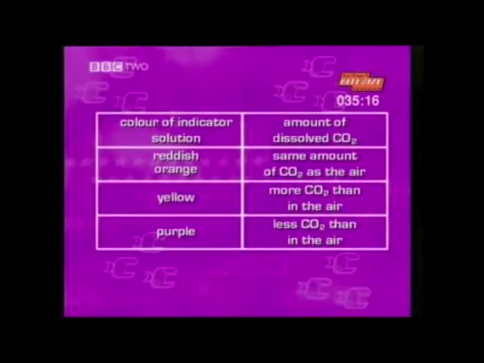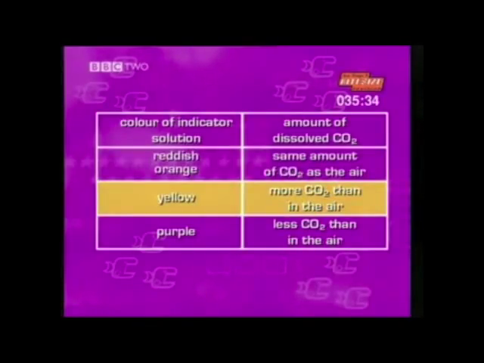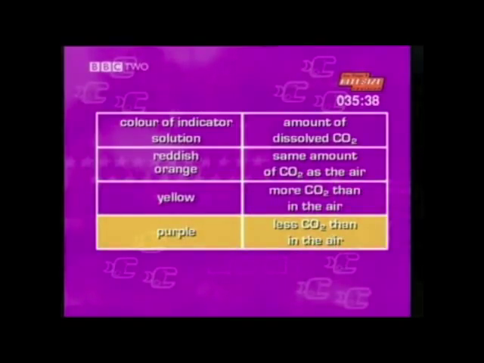First of all, we're given a table which contains information about how hydrogen carbonate indicator solution changes colour in different amounts of dissolved carbon dioxide. If the colour of the indicator is reddish-orange, then it means that there's the same amount of carbon dioxide as in the air. Yellow means more carbon dioxide than in the air, and purple means less carbon dioxide than in the air. So that's the table of information we will need to answer the question.